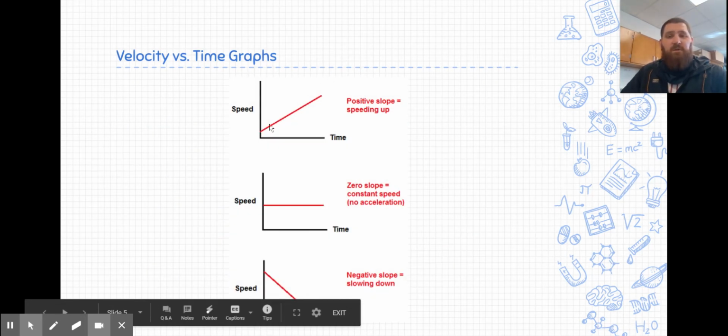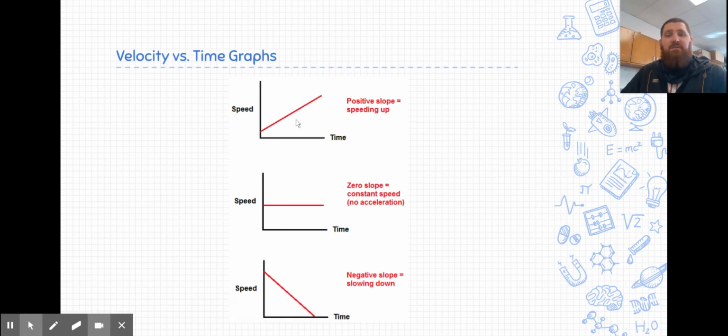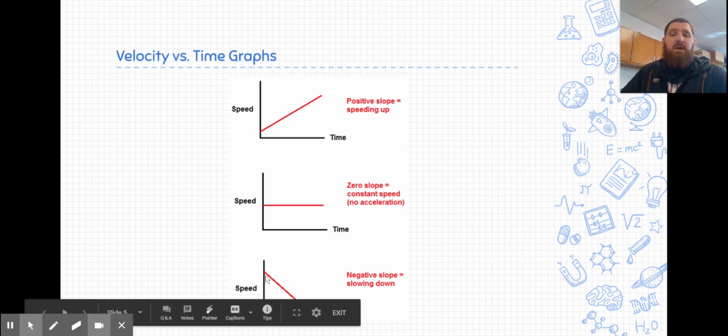Here are some examples of this. So we can see we have a positive slope. This means that the object has a positive acceleration or is likely speeding up. No slope right here. This indicates that the object is going at a constant speed, or again, no acceleration because there is no slope. And then a negative slope means that the object has a negative acceleration or is likely slowing down.